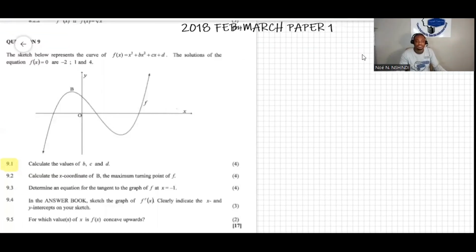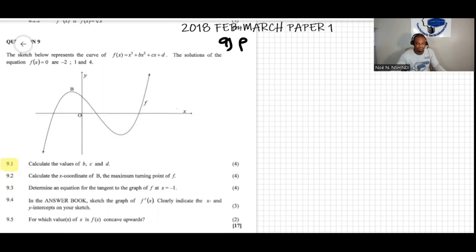Well, we have another question here, question 9. The question says that the sketch below represents the curve of f of x equal to x cubed plus bx squared plus cx plus d. The solutions of the equation f of x equal to 0 are -2, 1, and 4. Okay. First of all, let me write the question here. Question 9.